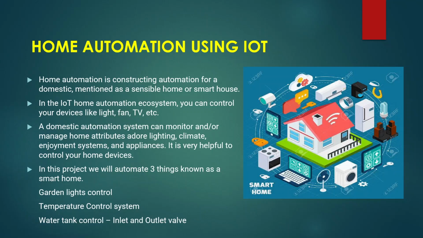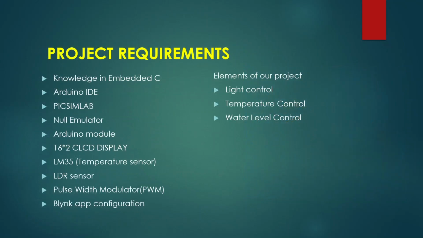By using this home automation, we can automate the things which we have done manually. That is nothing but switching on or switching off of a fan or light. We can automate these things. In this project, we automate three things, that is garden lights control, temperature control system, and water tank control system. We see one by one.